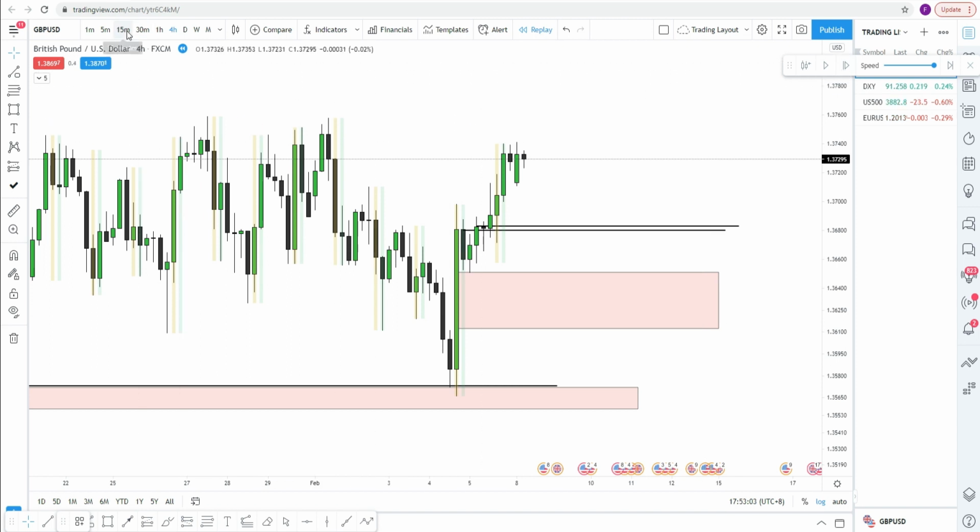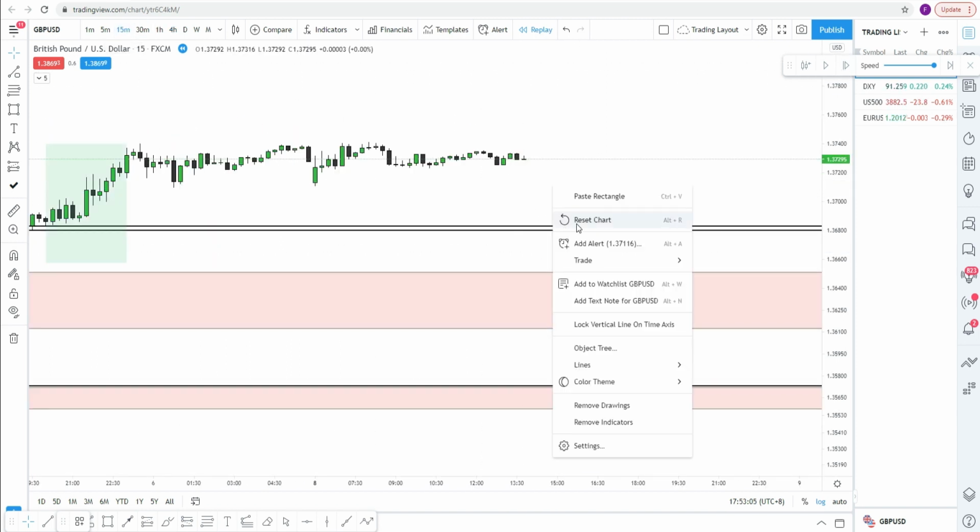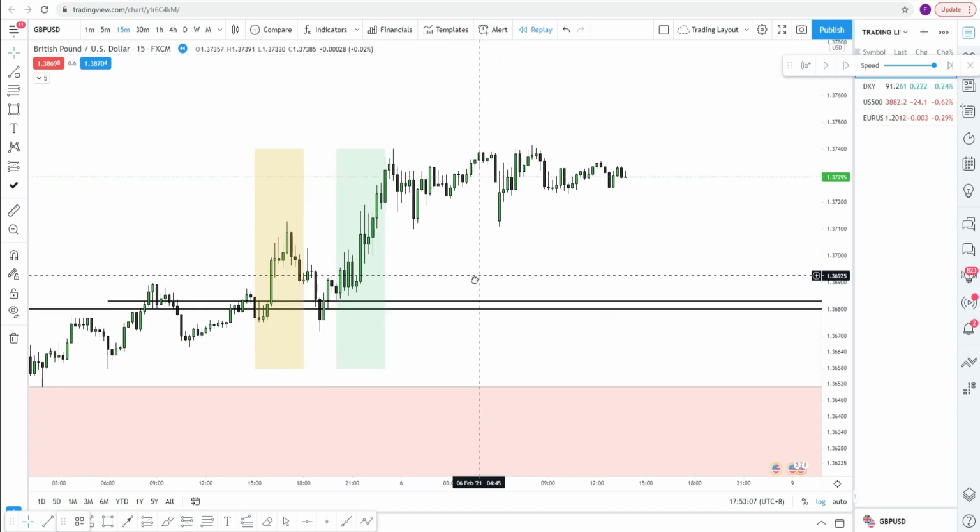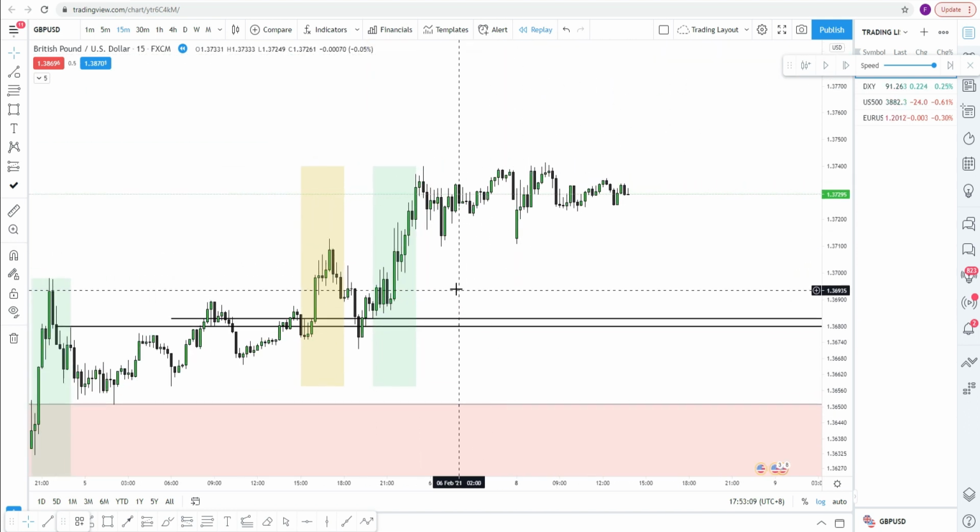So let's move on to the 15-minute chart execution. And now what you're going to do is identify your central bank dealer's range.